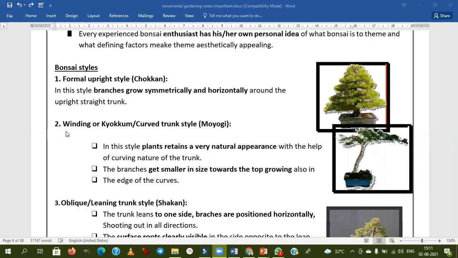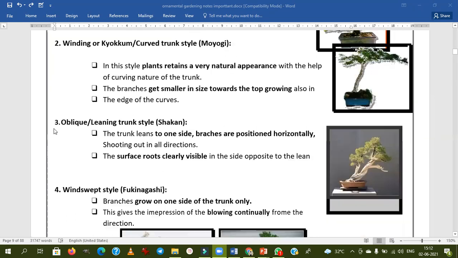The second one is the winding or curved trunk style, moyogi style. Here you observe the trunk is curved and it resembles the wind blowing from this direction, so the leaves are curved. It resembles a curved trunk style of bonsai. The plant retains a very natural appearance with the help of the curved trunk. The branches get smaller in size towards the top. You just remember the styles.